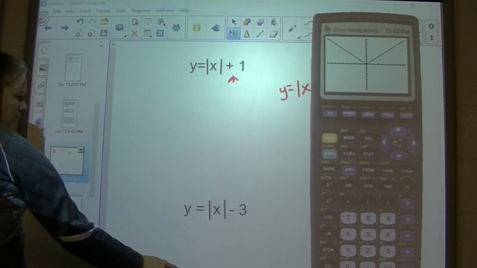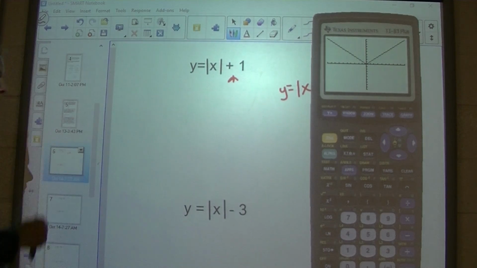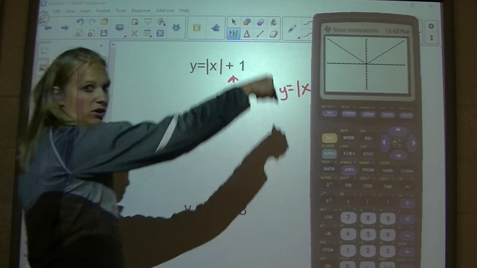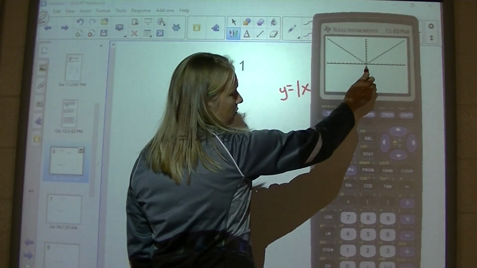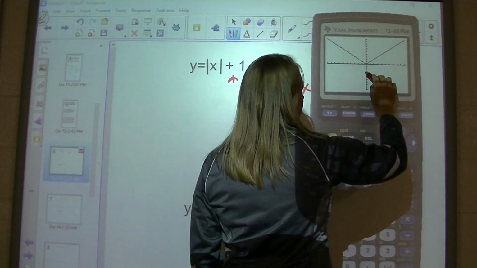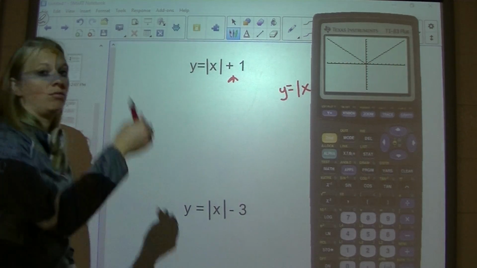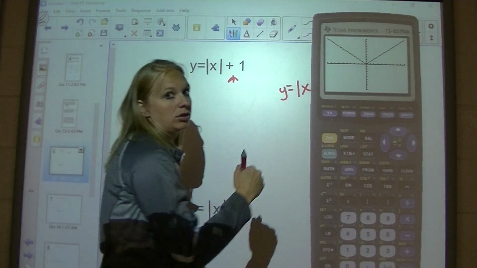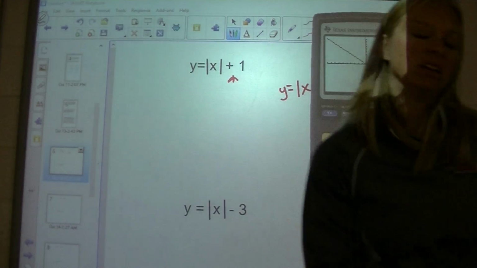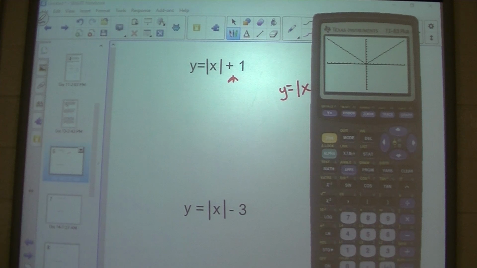Okay, now the second part here, y equals absolute value of x minus 3. Because it's subtracting 3, you're moving this parent function down 3 units. So your vertex would actually be here, and every y value is translating down 3 units from your parent function. So that's vertical translations.